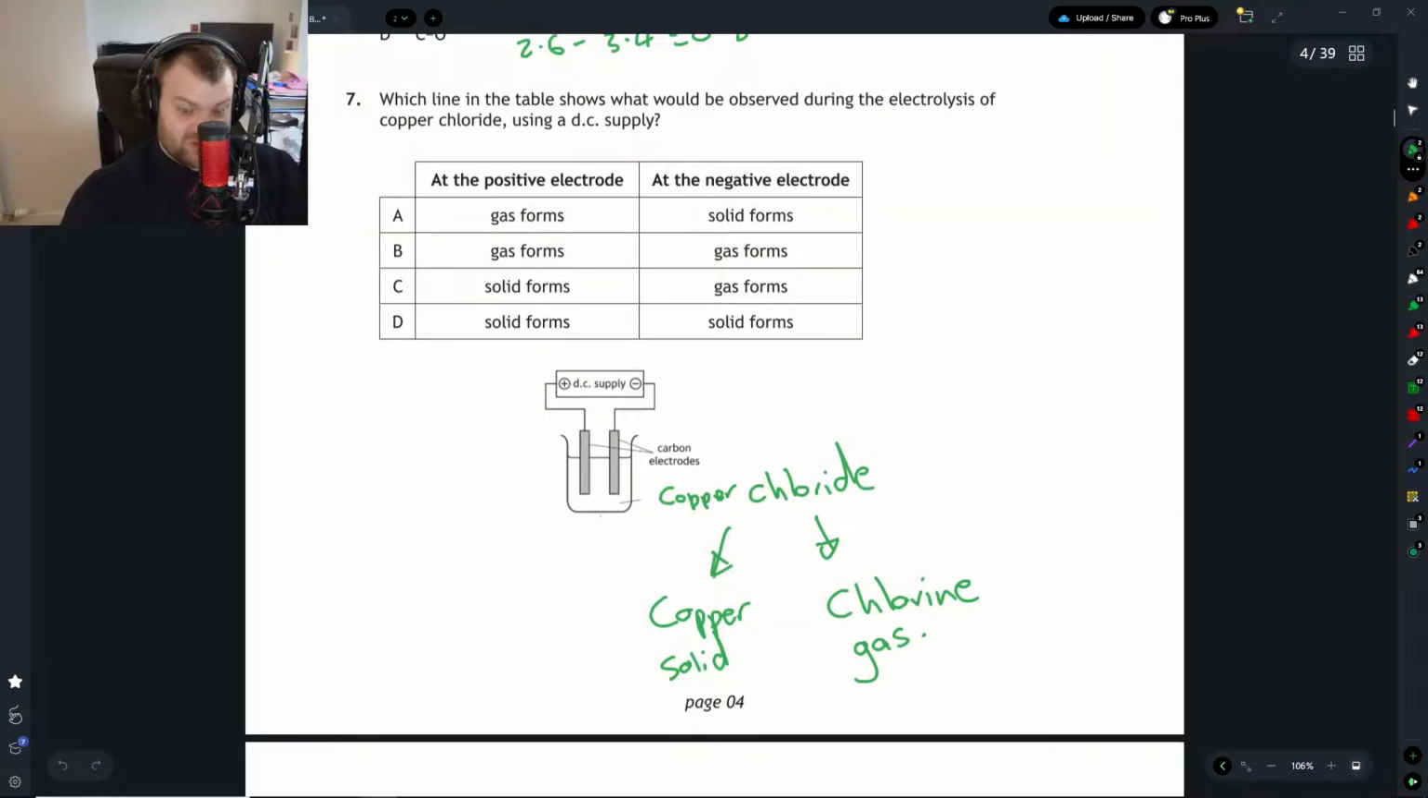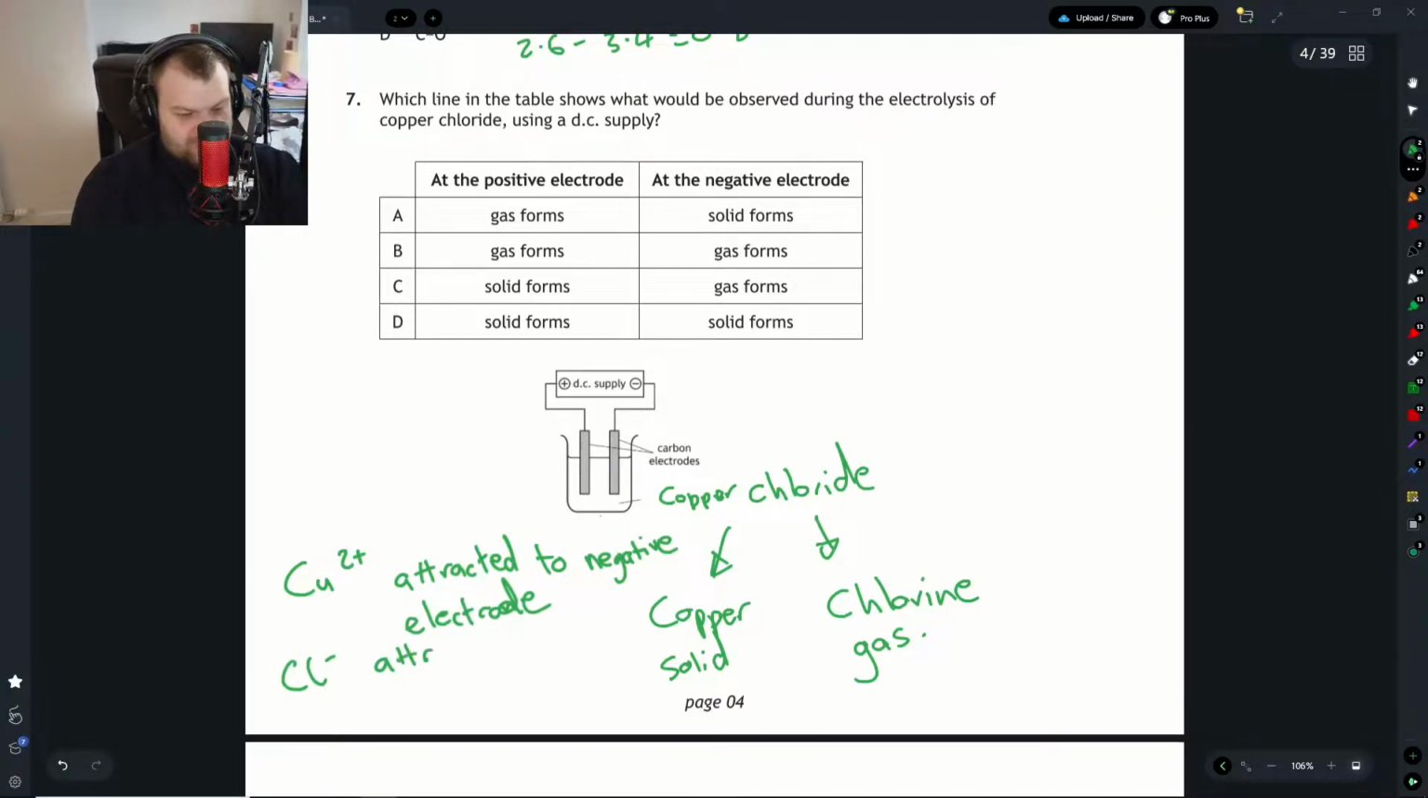Use both those pieces of information or just one of them, but if you've got something that is positively charged, opposites attract, so this will be attracted to the negative electrode, and on the other side, the negative part will be attracted to the positive electrode. So our copper, therefore, would be at the negative electrode. Copper would turn into a solid, so we need a solid on that side, and the negative chloride ions would be attracted to the positive electrode, where they would pick up an electron and turn into the chlorine gas, which gives you A as our correct answer.